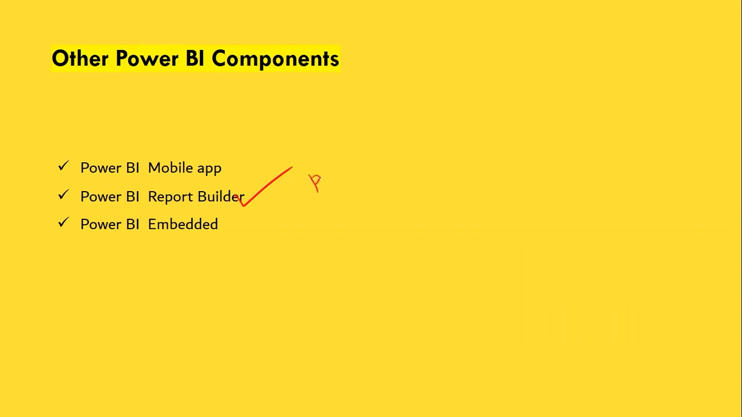What do you mean by pixel perfect report? For example, your invoice, right? Your purchase order, PO, purchase order, invoice, or your delivery challan, right? All these things are pre-printed, right?